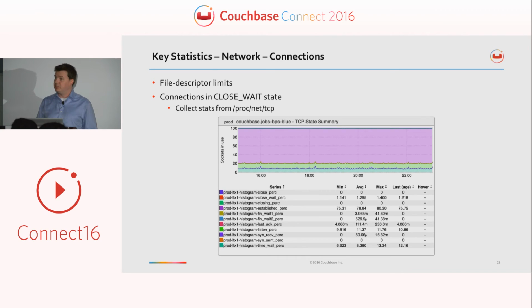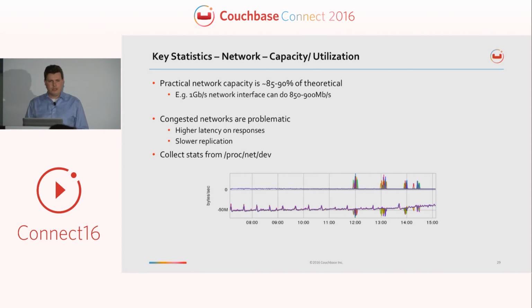Sometimes you can see if your Couchbase cluster is in distress. The CLOSE_WAIT metric, the number of sockets in CLOSE_WAIT state, goes high, and it's a good visual indicator that something's not quite right. The last point I want to make on statistics is network capacity and utilization. You may have a 1 gigabit link or a 10 gigabit link, but the practical capacity you're going to get in a typical network is 85, 90% of that, before you do any tuning. So always keep that in mind.